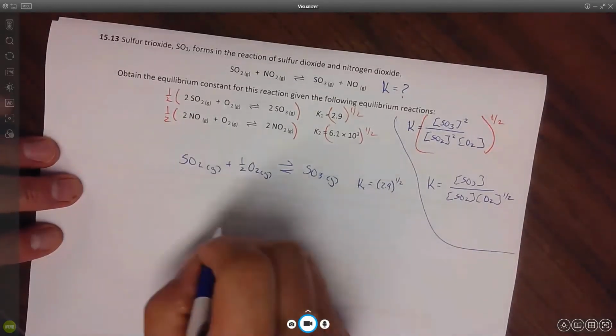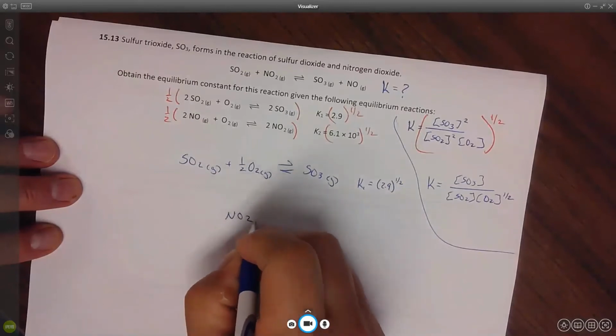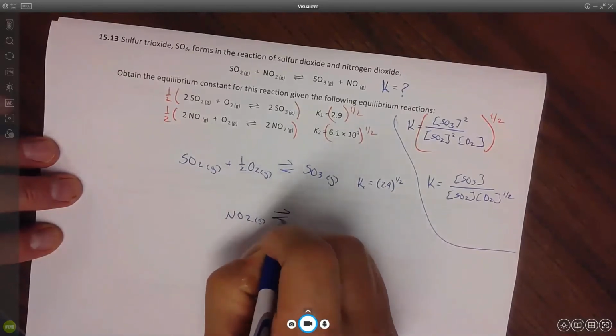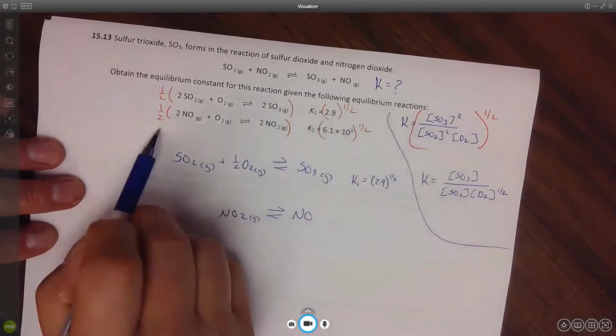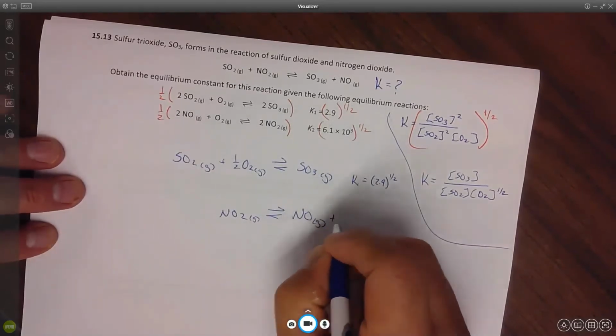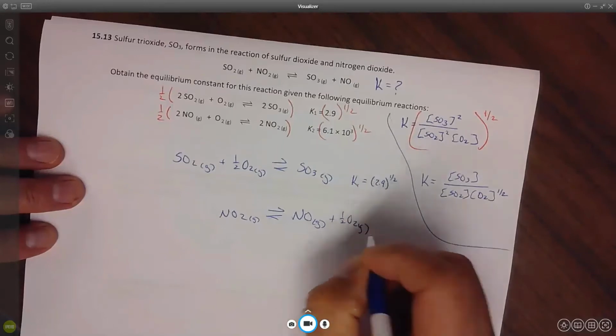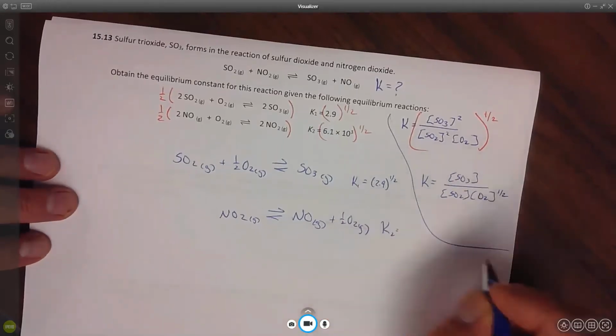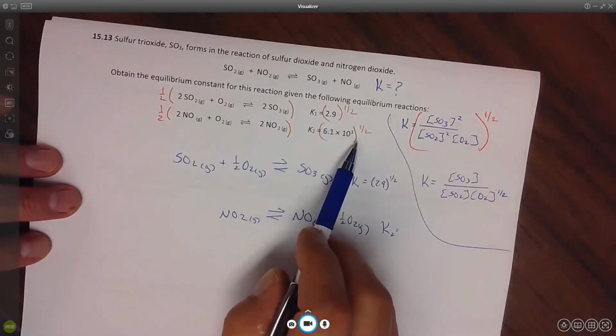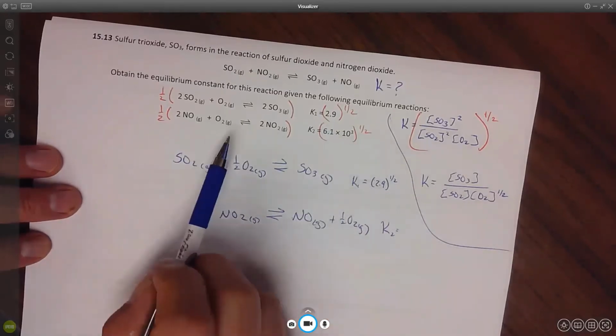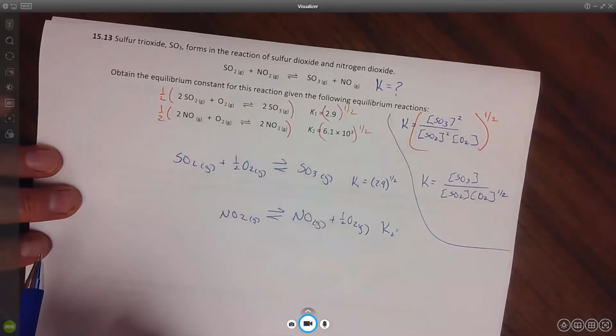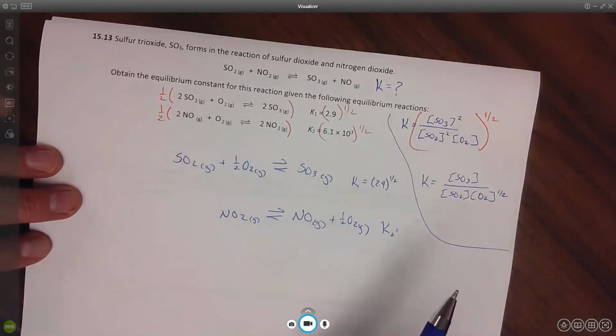So I'm going to write NO2 in equilibrium with NO, right? I've already multiplied them by 1/2, and then plus 1/2 O2 gas. Now, I've already taken the square root or raised it to the 1/2. Did I have to do anything when I flipped it? Don't you take the inverse of the rate constant then? Absolutely. And how am I going to write that, Taylor? You would just do 1 over 6.1 times 10 to the third.